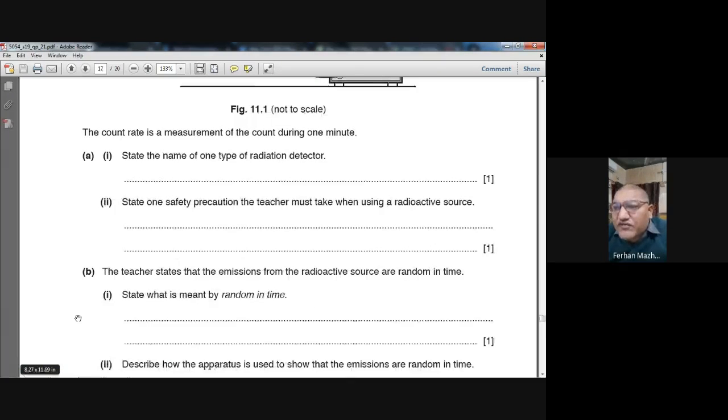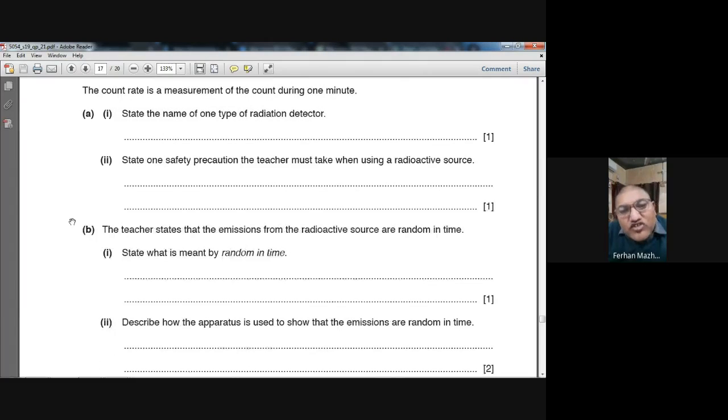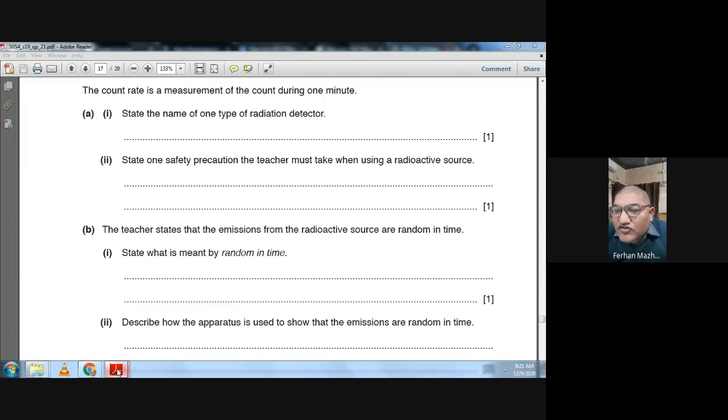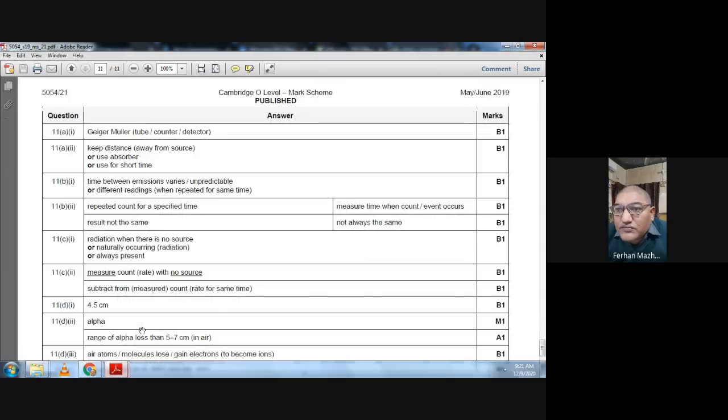State one safety precaution the teacher must take when using a radioactive source. Whenever you are using a radioactive source, there can be many precautions. For example, your time of exposure to the radioactive source should be a minimum. The radioactive source should always be placed inside a lead box. And whenever you are using it, you should use tongs, T-O-N-G-S, tongs.